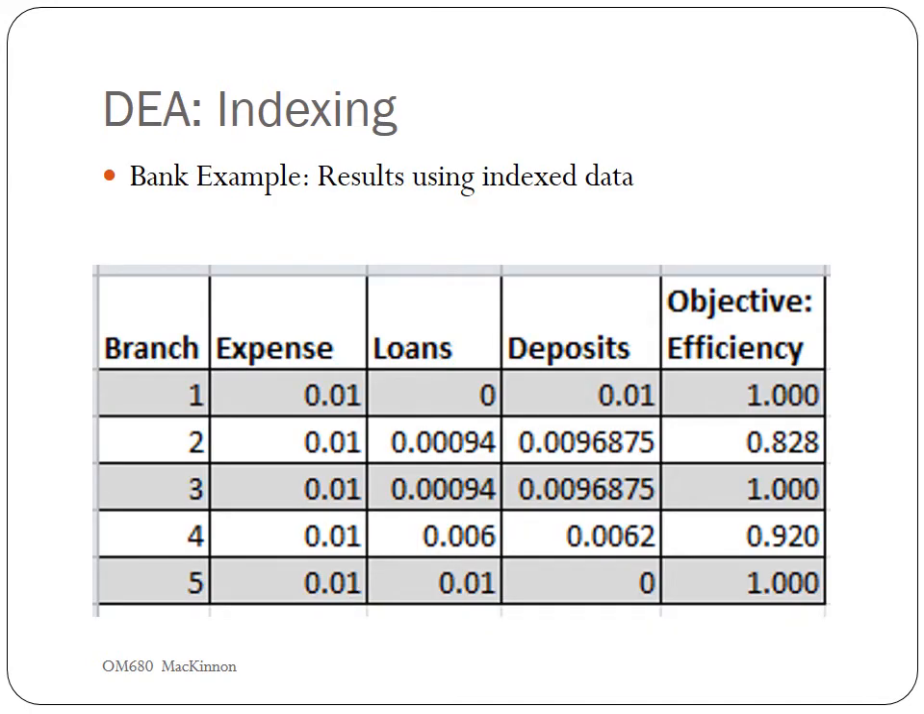And so here you can see it. These are the results using indexed data. And as you can see, the results, especially the weights for loans and deposits, are a little bit closer together in terms of magnitude than they were using the raw data. But on the right-hand side, these efficiency values are still the same. If you do a problem indexed and you get a different result than non-indexed, then you have done something wrong.